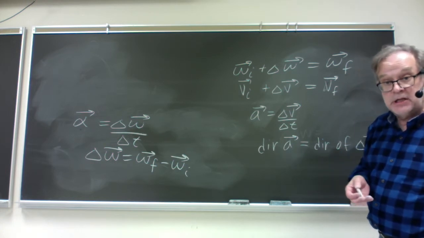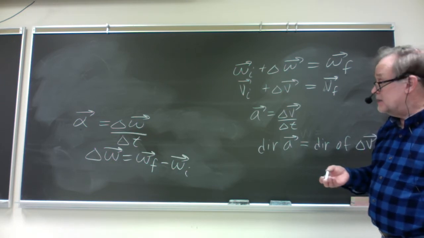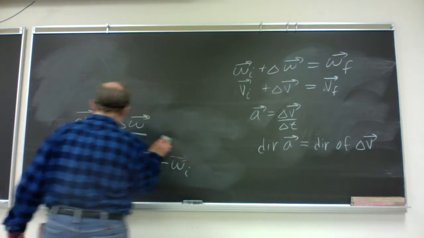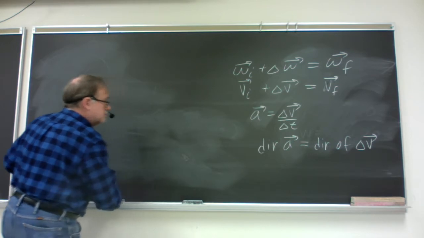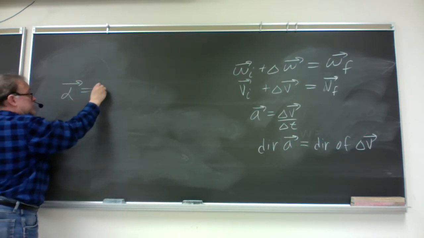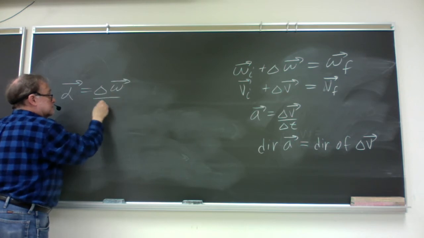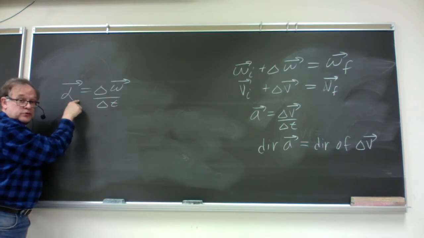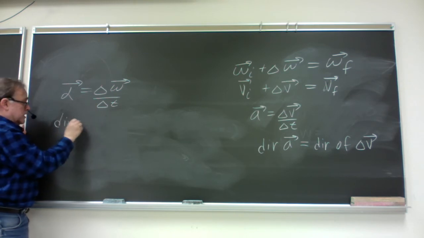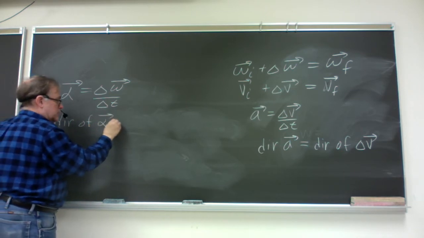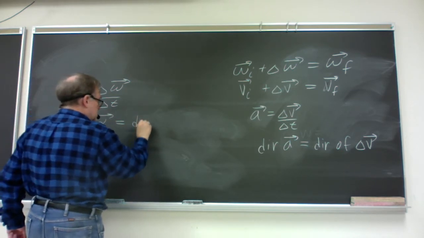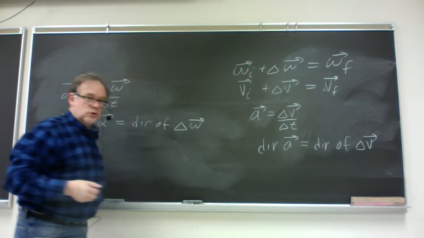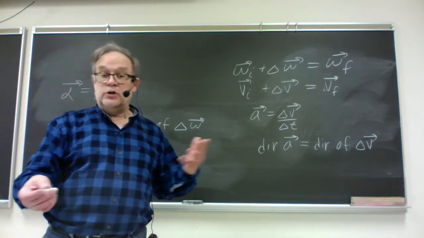Exactly the same thing happens here when we're talking about angular velocity and angular acceleration. Our definition of angular acceleration tells us that this vector has to have the same direction as this vector in order for those two vectors to be equal. So the direction of angular acceleration is the same as the direction of the extra angular velocity added on in order to make velocity change.